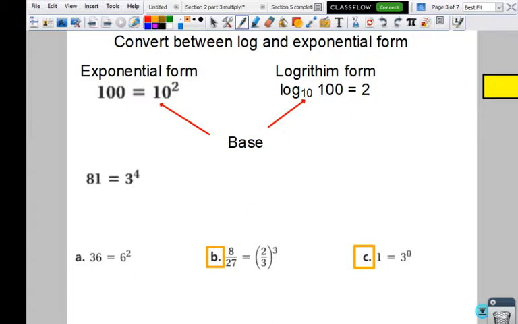Okay, so in exponential and logarithm form, they each have a base. In exponential form, it's this one with the exponent. And in logarithm form, it's this little number down here right by log. And so we're going to go back and forth between the different ones.